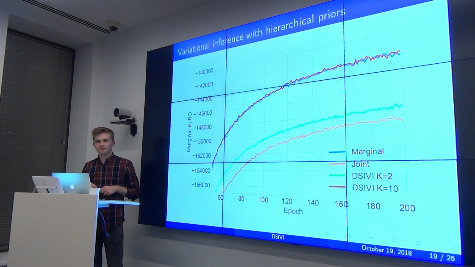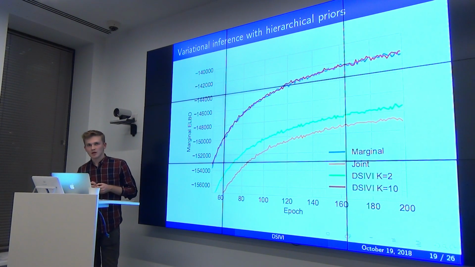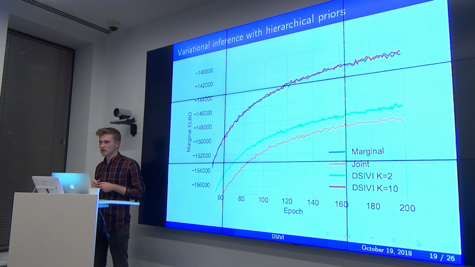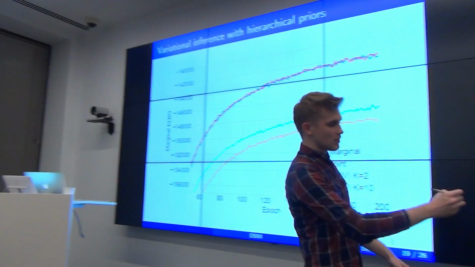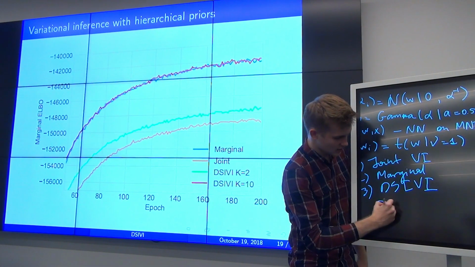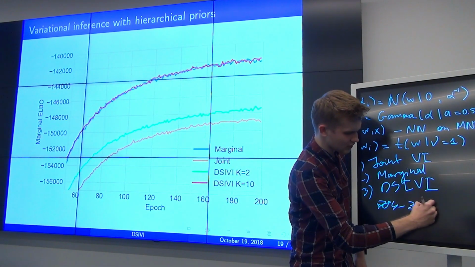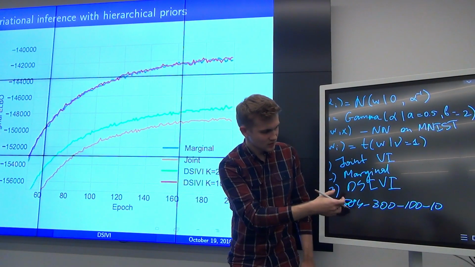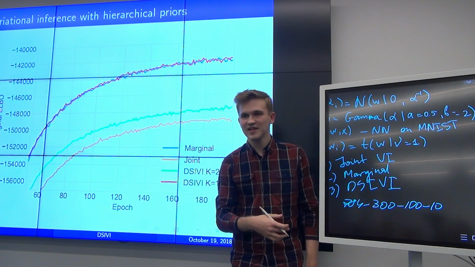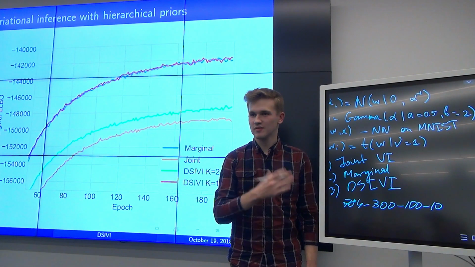What was the dimension of W in this problem? It was approximately... the neural network was... Tens of thousands. Yeah. 784, 300, 10. Right? So it's... I can't multiply so quickly. It's 100,000. Right.